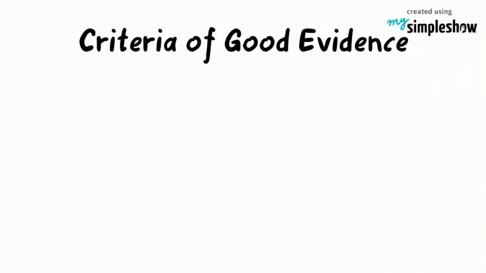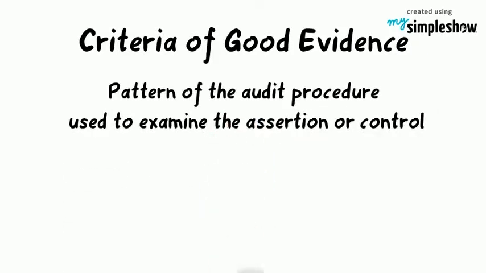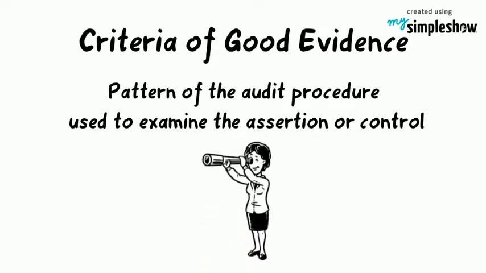Criteria of good evidence. The relevance of audit evidence can be decided by, firstly, the pattern of the audit procedure used to examine the assertion or control, whether it is designed to examine the assertion or control directly or to examine for understatement or overstatement.